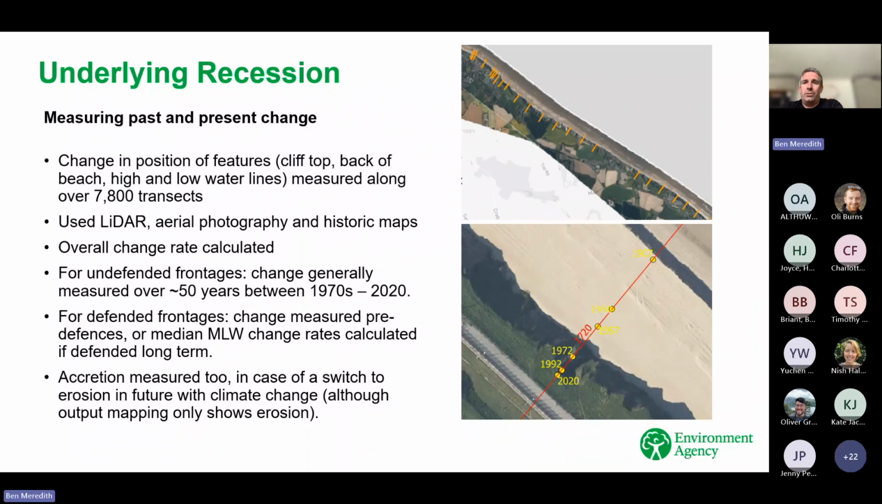We did also measure accretion where coasts are accreting. That is included in the database. And sometimes with climate change into the future, that accretion turns into erosion during the longer epochs. But for the purposes of the mapping itself that we've published, we only show recession polygons. Once we had the underlying recession data, it went through extensive validation with local authorities.